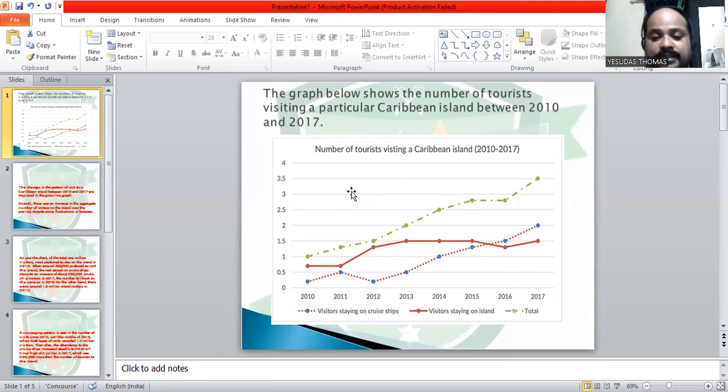and stayed? Visitors which stayed on the island and visitors which stayed on the cruise ship. We have two things here. The red line represents the number of tourists who stayed on the island, and it was on the higher side till the mid of 2015. You can see after 2015, more visitors stayed in the cruise ships rather than staying on the island.